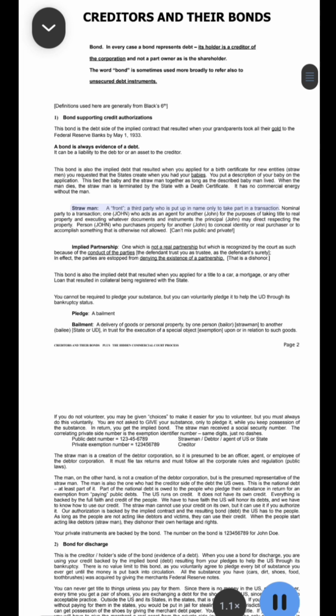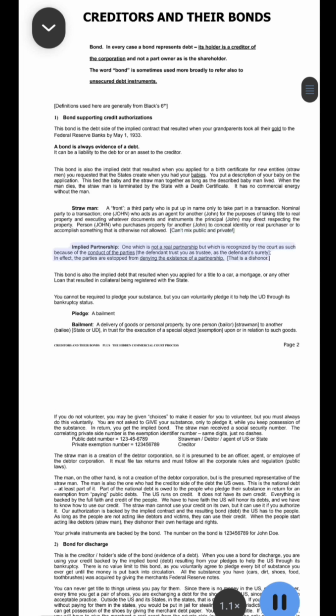Straw man: a front, a third party who is put up in name only to take part in a transaction. Nominal party to a transaction. 1. John, who acts as an agent for another John for the purposes of taking title to real property and executing whatever documents and instruments the principal John may direct respecting the property. 2. Person John, who purchases property for another John to conceal identity or real purchaser or to accomplish something that is otherwise not allowed. Can't mix public and private.